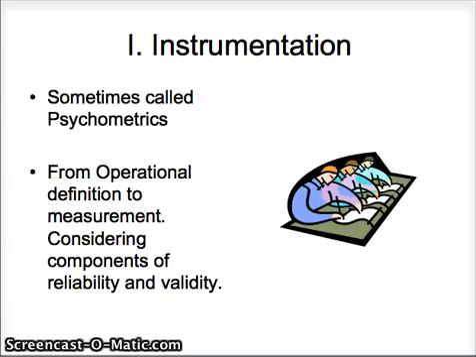Instrumentation is sometimes called psychometrics, which is basically the scientific study of measure and instrument development. Hopefully, after we get through this particular lesson, you'll have a better understanding for why it is more advisable and better to use an already established measure rather than trying to develop one of your own. And then also when selecting a measure, you'll have some criteria by which to judge one from another.